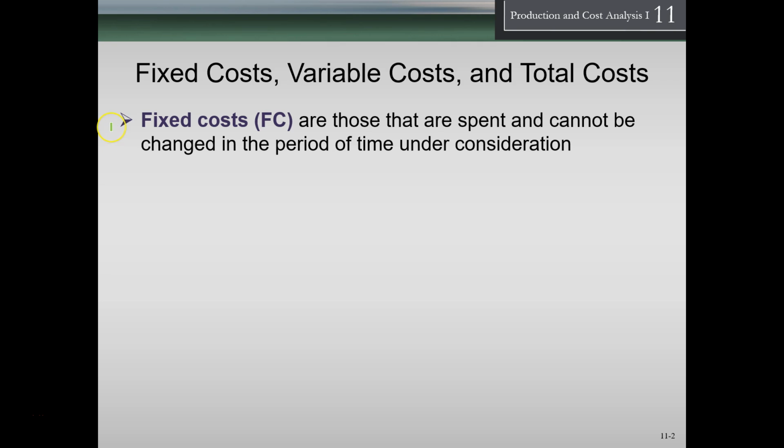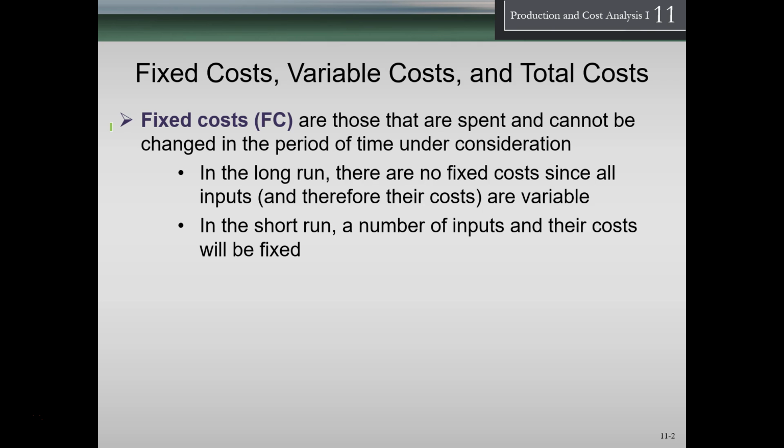So we're going to start off with fixed costs. Fixed costs are those that are spent and cannot be changed in the period of time under consideration. So when we think about that, we're going to say in the long run, there's no such thing as a fixed cost. In the short run, we have fixed costs. What does that mean? Well, the most common fixed cost I generally think of is like the rent. If we think about the rent, we have a contract. The contract is in place. If we have a 5-year contract, we're pretty much locked into paying that rent whenever we pay it, monthly or yearly by contract, and there's nothing we can really do about it in that time period. Therefore, that's a fixed cost.